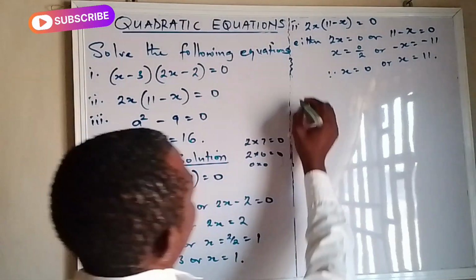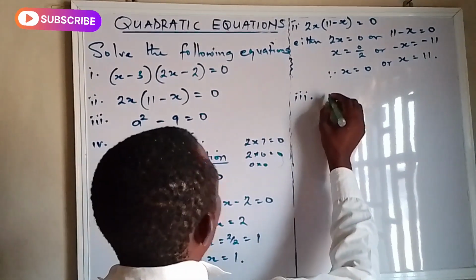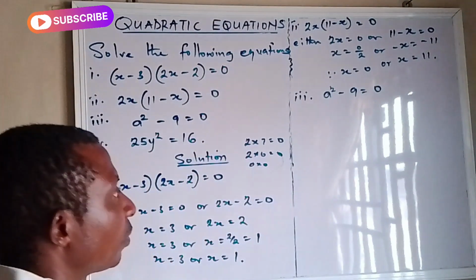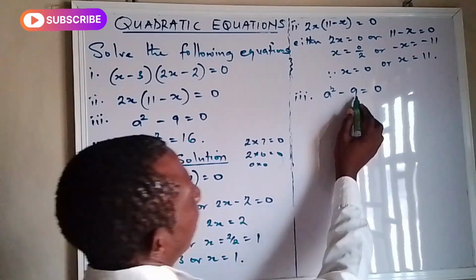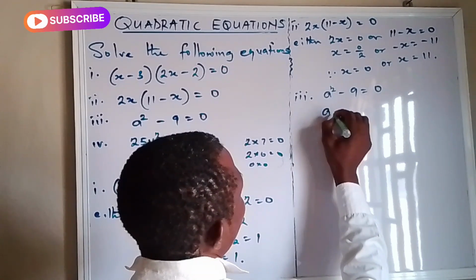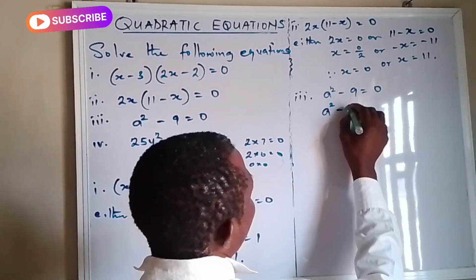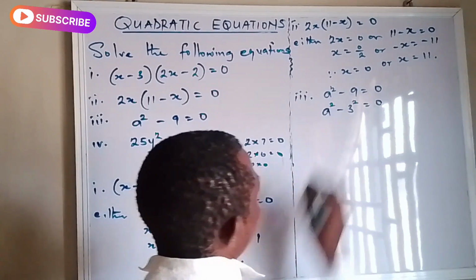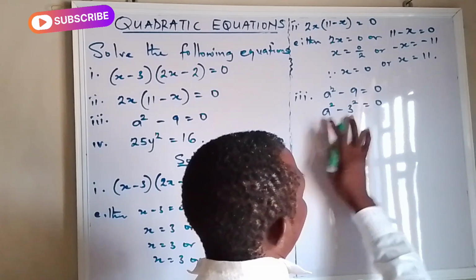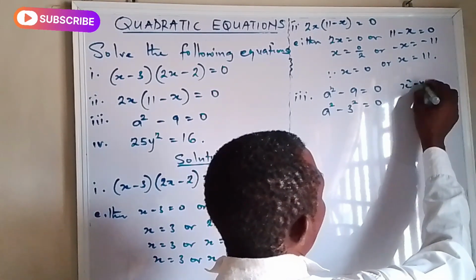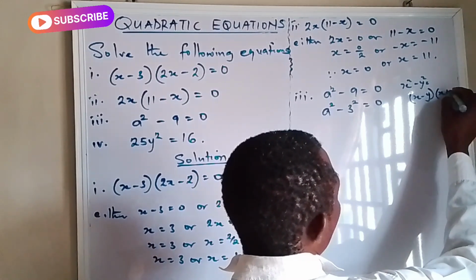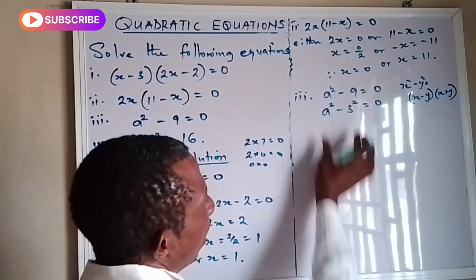Now let's look at the third one. We have a squared - 9 = 0. Now, when you look at this, 9 is the same thing as 3 raised to the power of 2. We have a squared - 3 squared = 0. And don't forget, difference of two squares. When we have x squared - y squared, the answer will be what? (x - y)(x + y). So that is what I'm going to do here.